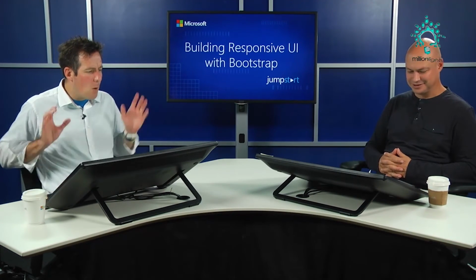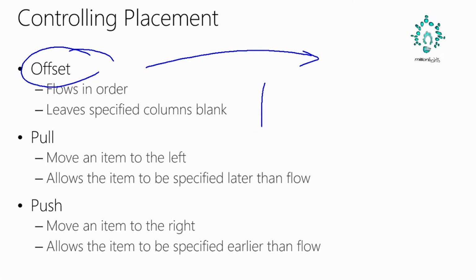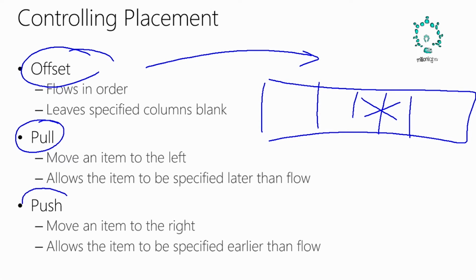So with that, this all leads us perfectly into controlling placement. Again, with our offset, we can simply say we want to skip a couple of columns. So here's our table out here. Our offset is just going to say skip two columns. Very simple. You're also going to notice pull and push.